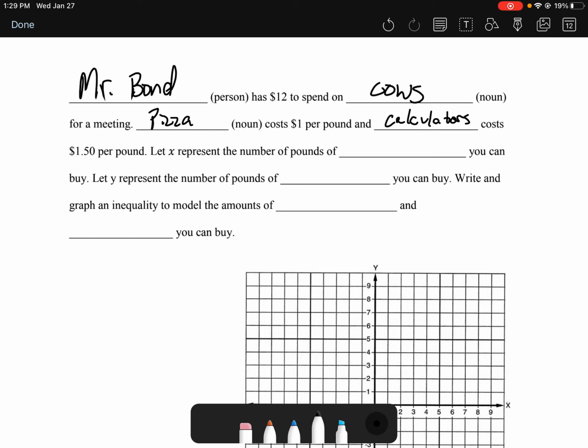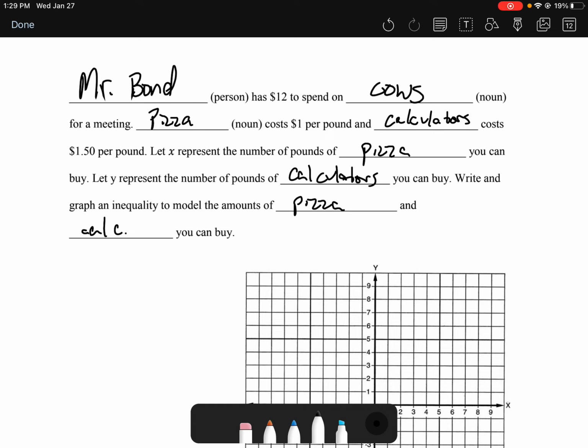All right, let x represent the number of pounds of pizza, and y represent the pounds of calculators. And then just filling out the rest. There you go. Okay, so my word problem reads, Mr. Bond has $12 to spend on cows for a meeting. Pizza costs $1 per pound. Oh, that's nice. And calculators cost $1.50 per pound. That's really nice. Let x represent the number of pounds of pizza you can buy, and let y represent the number of pounds of calculators you can buy. Write and graph an inequality to model the amount of pizza and calculators you can buy.